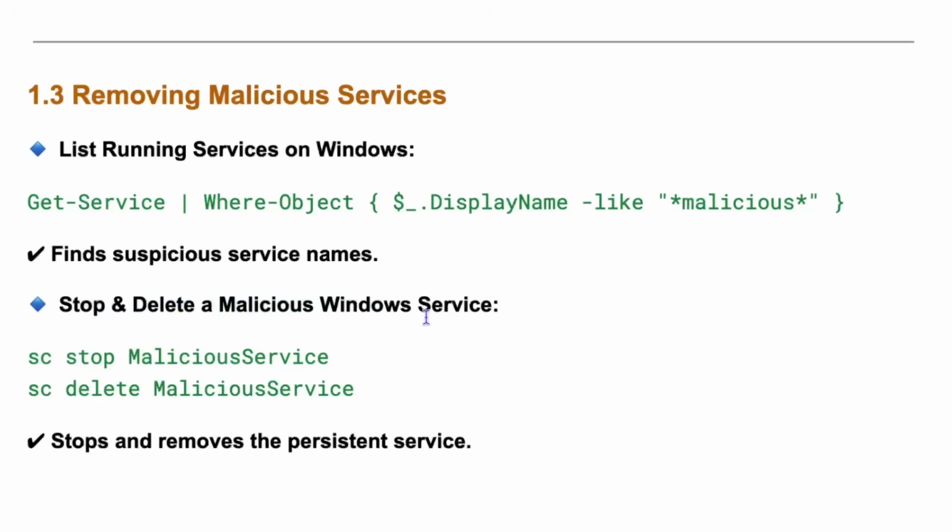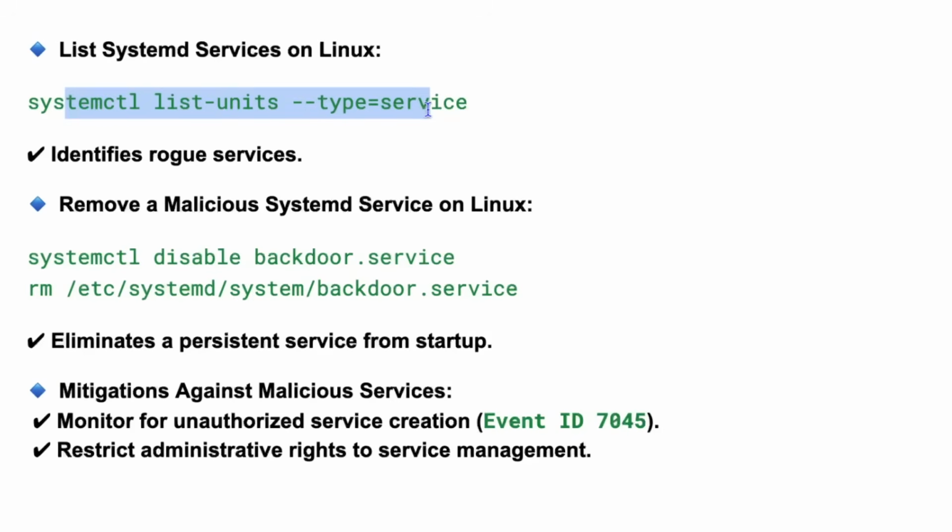You can stop and delete the malicious Windows service. So let's say you've identified whatever it is. You just do sc stop and then sc delete, because you can't delete without the service being stopped first. So first you stop it and then you delete it. This is how you would list these services on a Linux machine. Again, you should not have to list them. You should know exactly what you made.